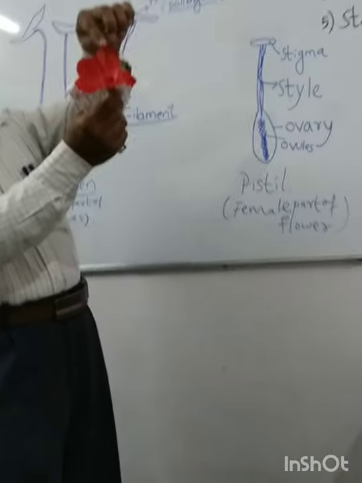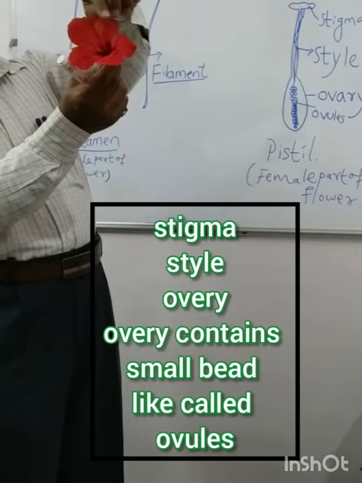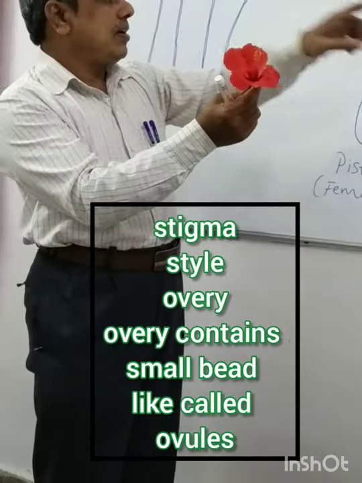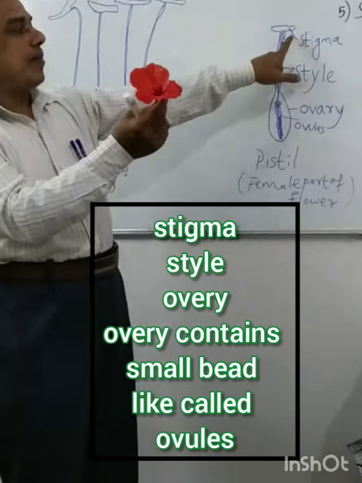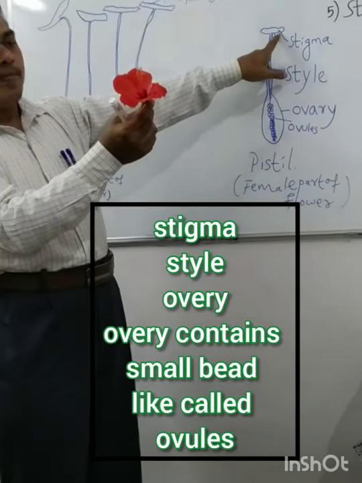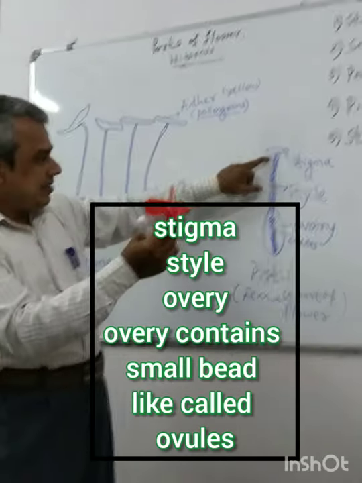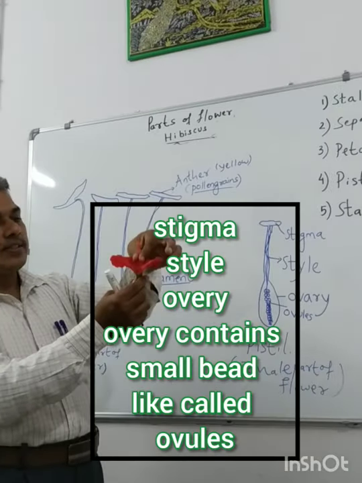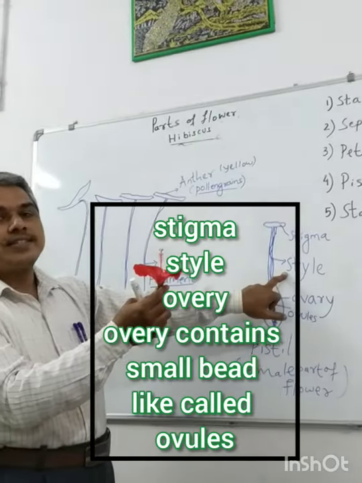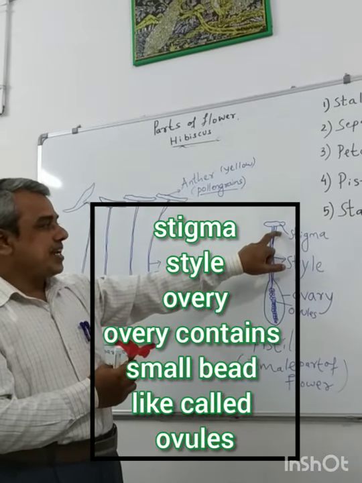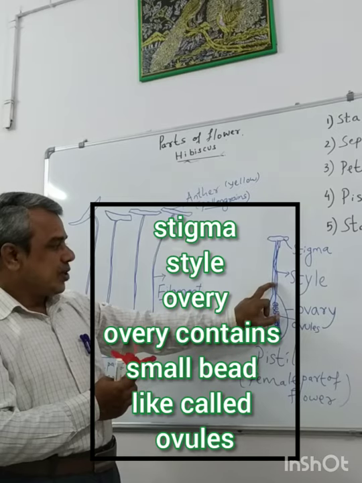The upper part, what I am showing you here, has 5 parts: 1, 2, 3, 4, 5. This is called a stigma. And then there is a long tube-like structure. This is called a style. Stigma, style.